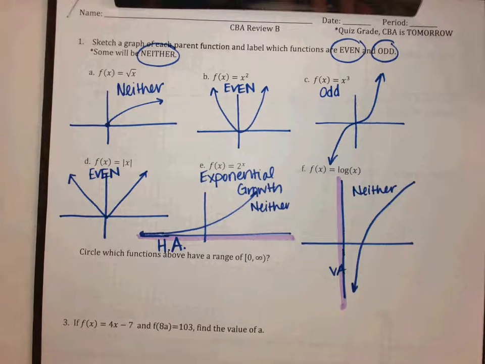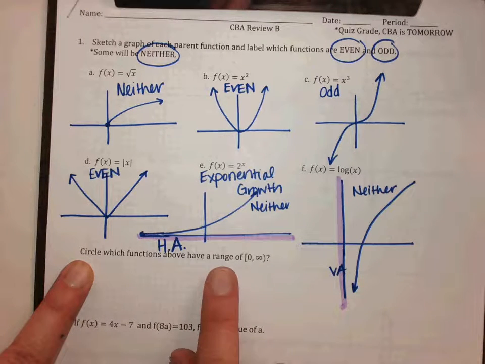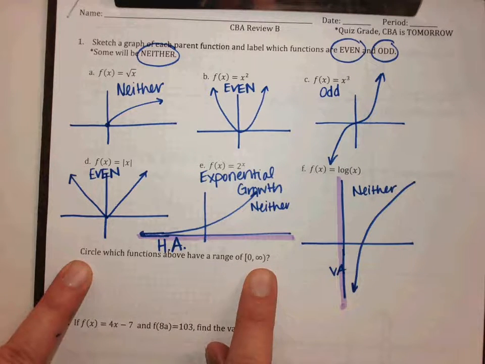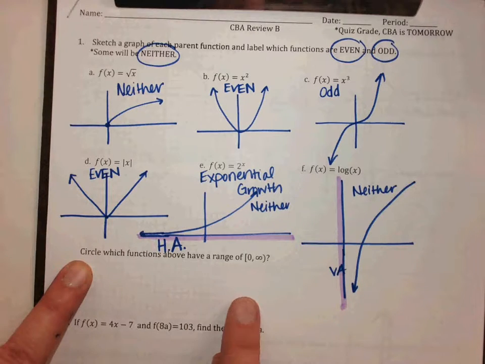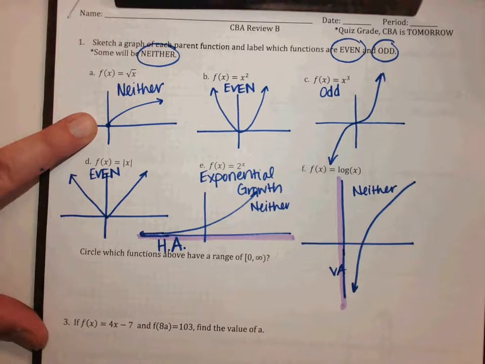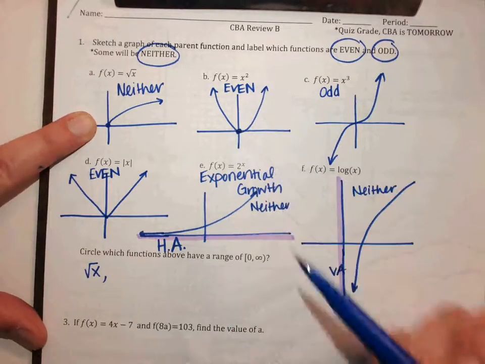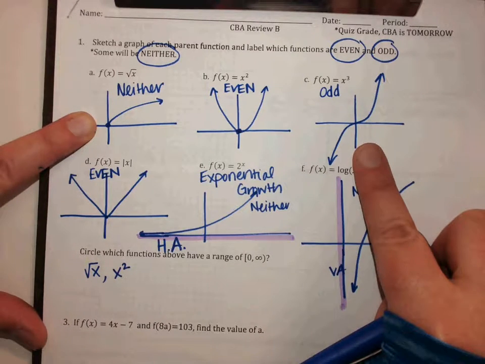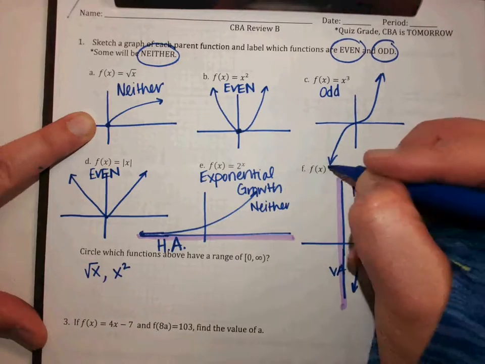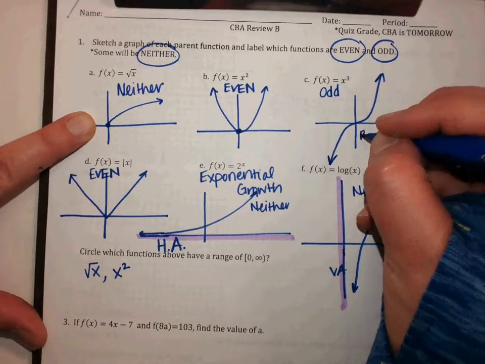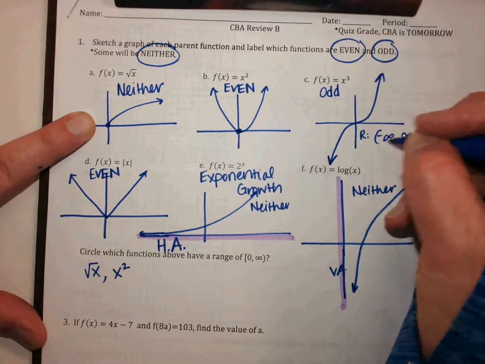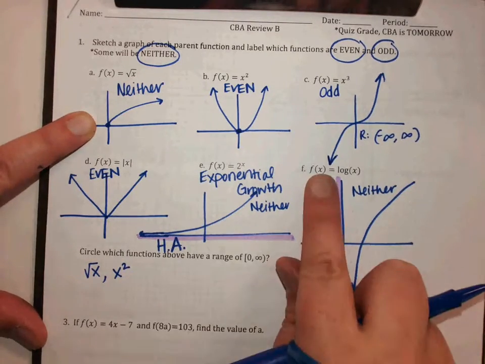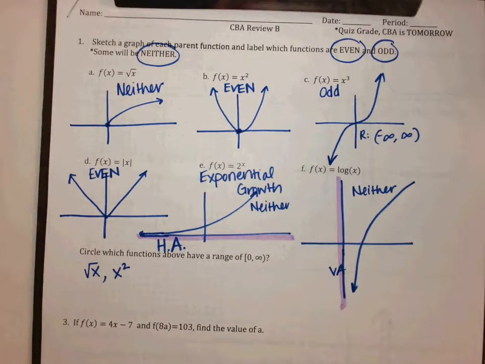Okay? Now the next question says, circle the functions that have a range of 0 to infinity. Okay, rather than circling, I'm just going to write them down here. Okay, look at the first one. Is the range 0 to infinity? Yes, so square root x. Okay, let's look at the next one. X squared. Is the lowest point 0 and the highest point infinity? Yes, x squared. What about x cubed? Is the lowest point 0? No. It goes down forever and ever and ever. What's the range of this one? Negative infinity to infinity. Because this one goes down forever, this side goes up forever. So 0 to infinity is not correct for that graph.